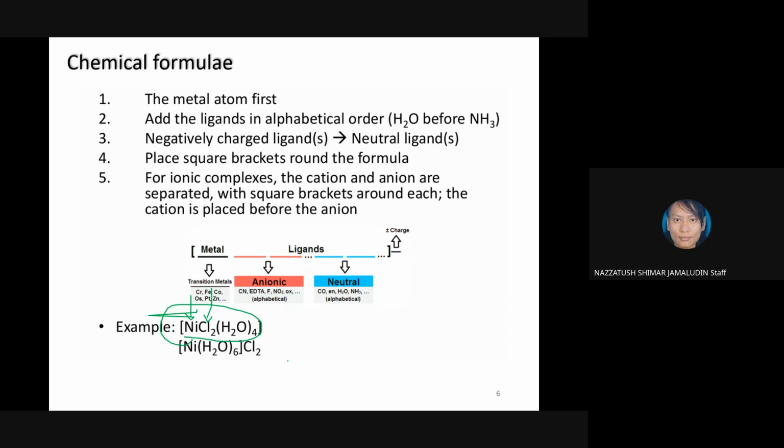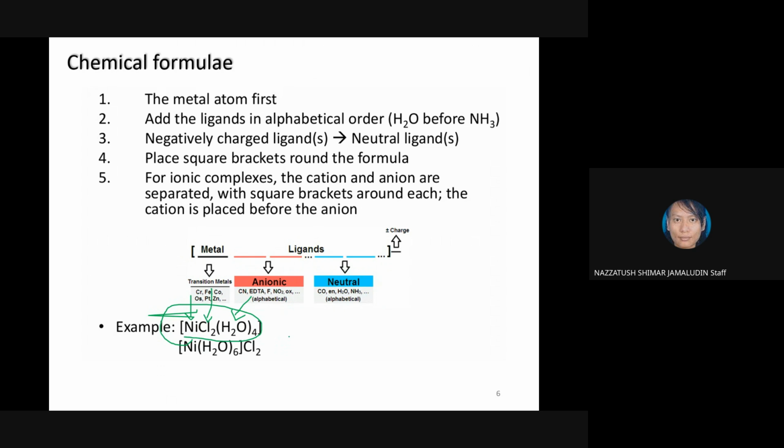They maintain their neutrality, so they carry no charge. So these will come afterwards; water comes afterwards. If there is more than one anionic ligand, we arrange them in alphabetical order. And if there is more than one neutral ligand, we also arrange them in alphabetical order. And of course, there's a square bracket. We don't use a soft bracket. A square bracket indicates a metal complex, a coordination compound.